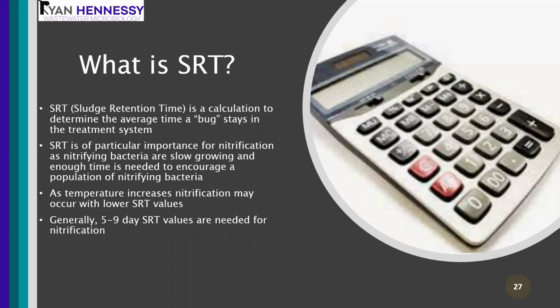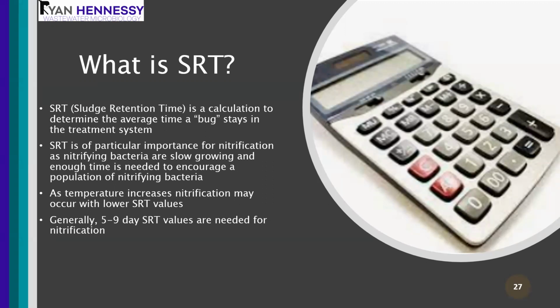SRT, sludge retention time, is a calculation that determines the average time that a bug would stay in the treatment system. SRT is of particular importance for nitrification because nitrifying bacteria grow very slowly. So we need to have that time in the system. And as we talked about earlier, the low biomass yield and the low growth rates. So we need to have adequate time for those bacteria in the system in order to sustain a population of nitrifying bacteria.